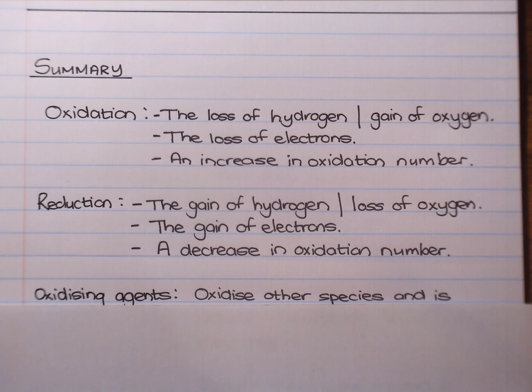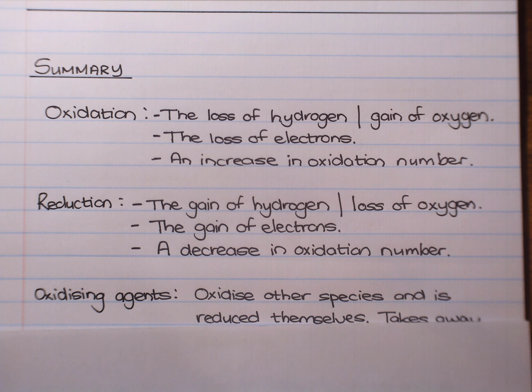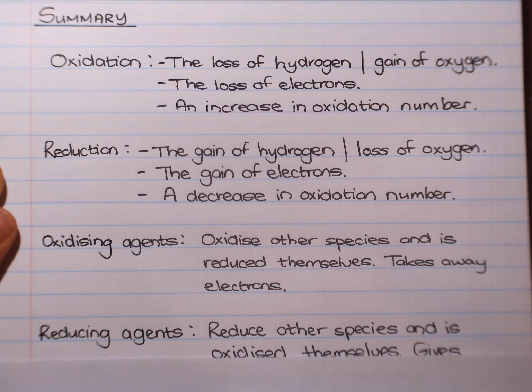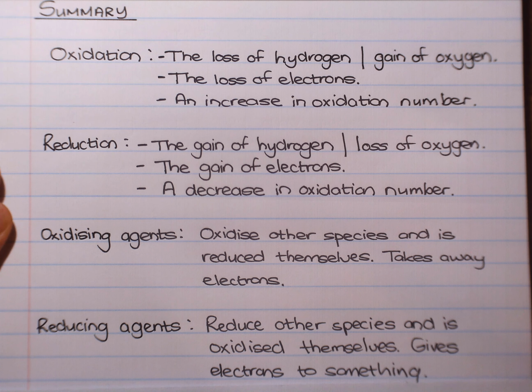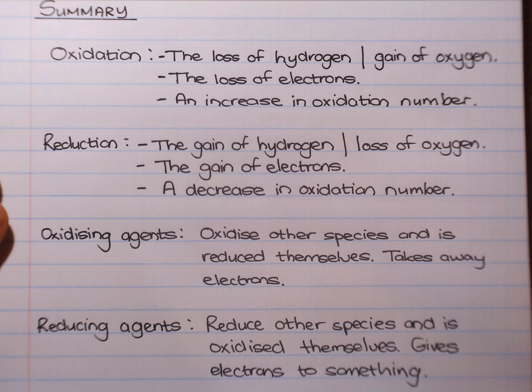An oxidizing agent oxidizes other species and is reduced itself. It takes away electrons from something. A reducing agent reduces other species and is oxidized themselves, and it gives electrons to something. This then is the end of lesson 1 on topic 9, redox processes.